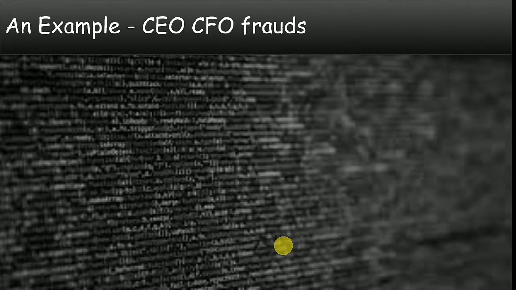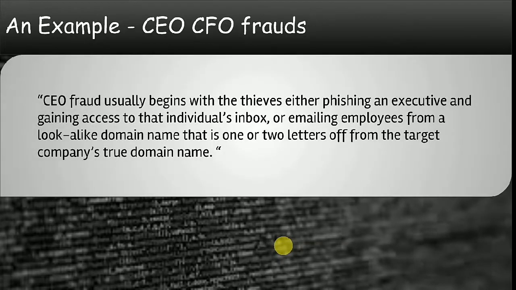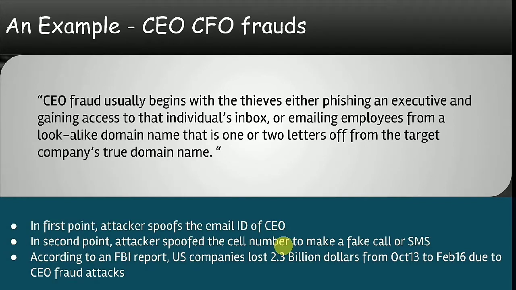An example is CEO and CFO fraud. CEO fraud usually begins with phishing to gain access to an individual's inbox or employee emails, from a look-alike domain name that is one or two letters different from the target company's true domain name. At the first point, the attacker spoofs the email ID of the CEO. At the second point, the attacker spoofs the cell number to make fake calls or SMSs. According to the FBI report, US companies lost $2.3 billion from October 2013 to February 2016 due to CEO fraud attacks.